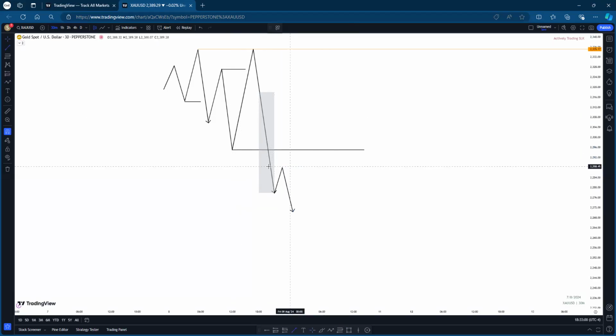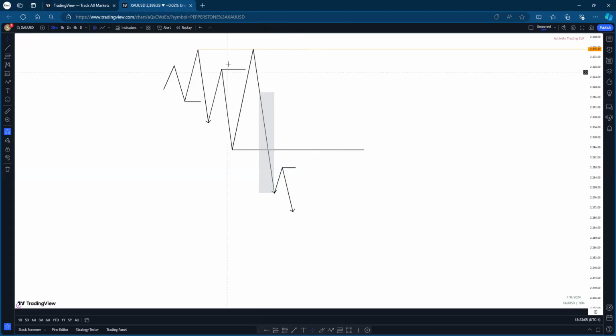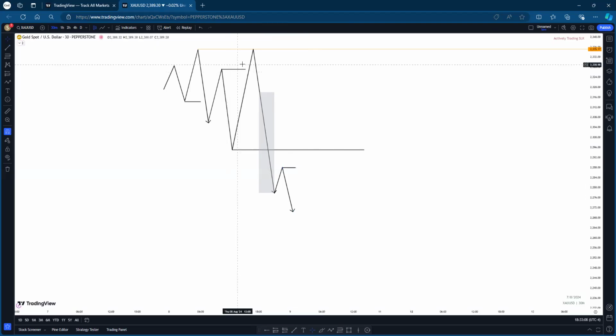Now we have an imbalance that has been created. We also have an internal range liquidity. So you see at the beginning here, price satisfied only one condition. It swept liquidity, came to the extreme of the key level and dropped. Then the continuation setup comes up.